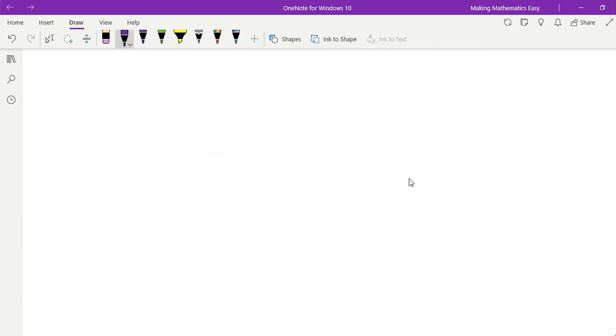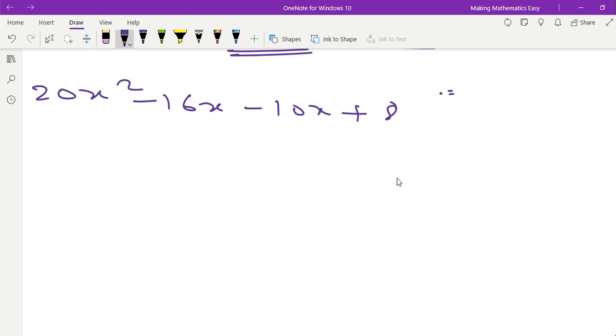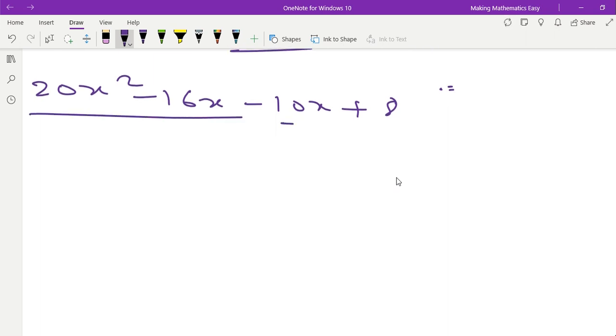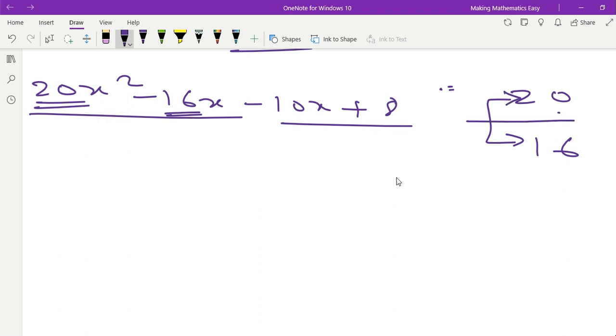Now let's try to find out the common between first two terms and last two terms. Okay. Now let us first talk about 20 and 16. You have 20 over here, you have 16 over here. So you need to find out a number, biggest number in which you have 16 as well as 20. So that will be 4.